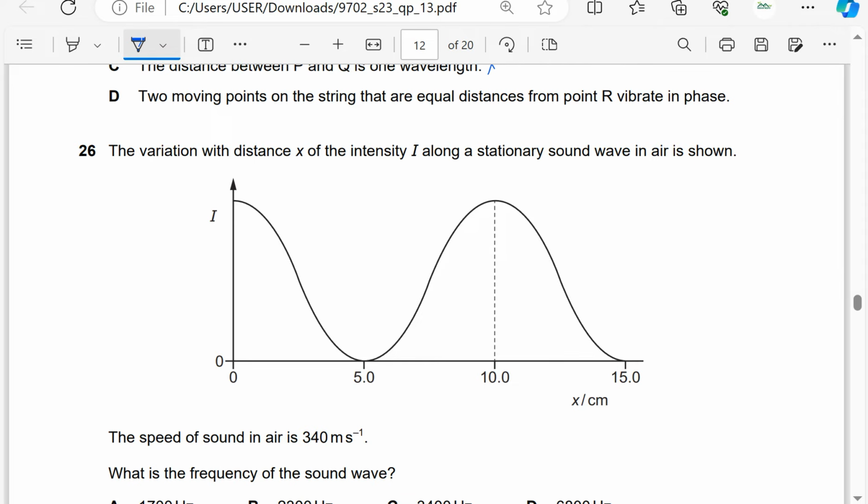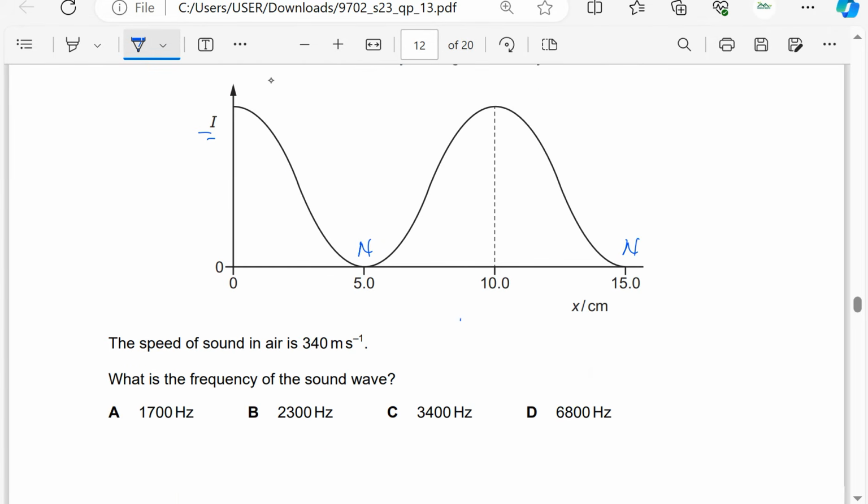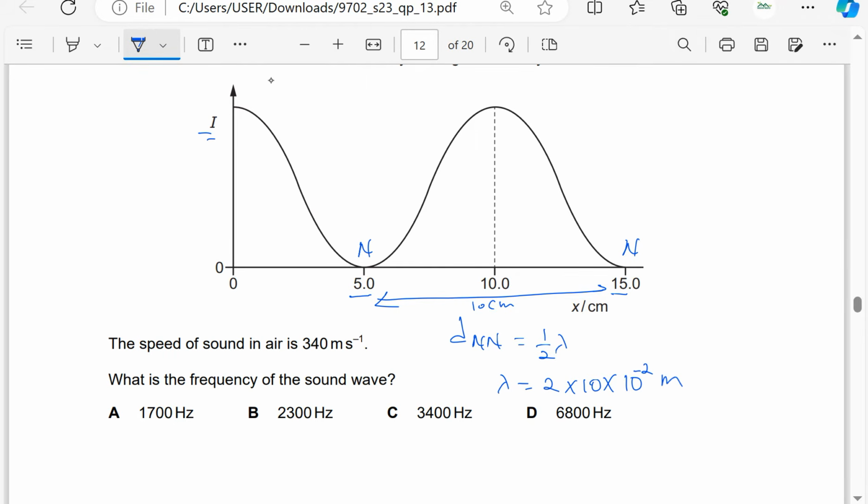If this is a stationary wave where the intensity goes to 0, this must be a node. This must also be a node. And we know that the distance between one node and the next node is always half wavelength. So the wavelength of this wave is going to be twice this distance here, 5 and 15. This distance is going to be 10 centimeters. So it is going to be 2 times 10 times 10 power minus 2 in meters.